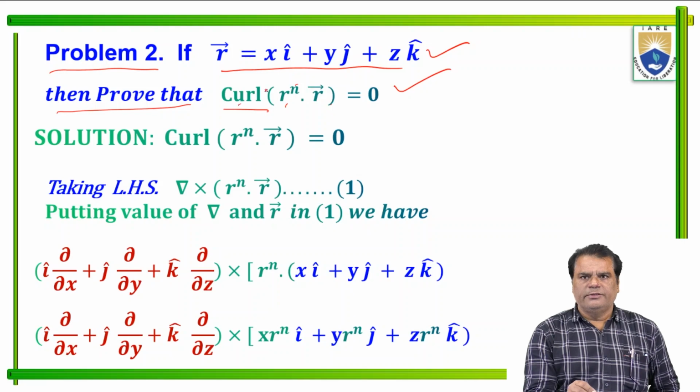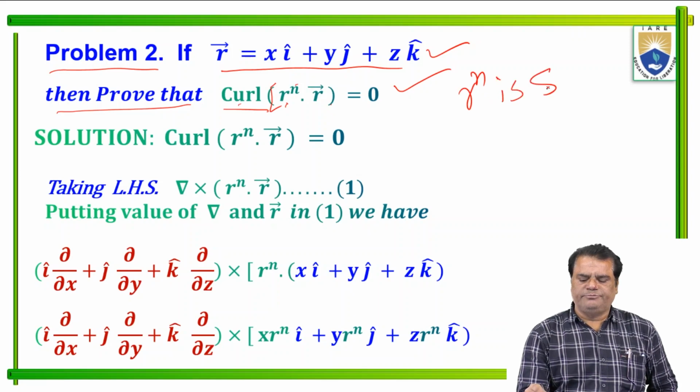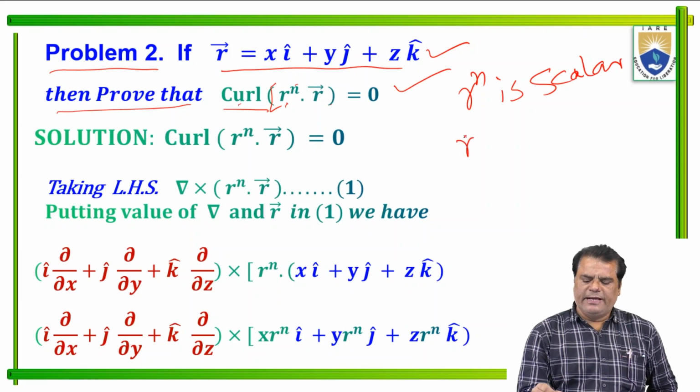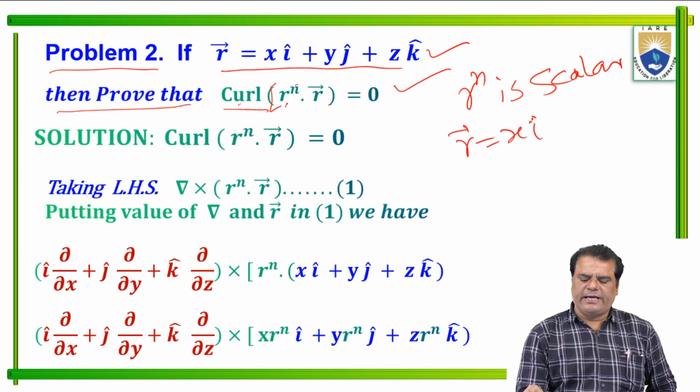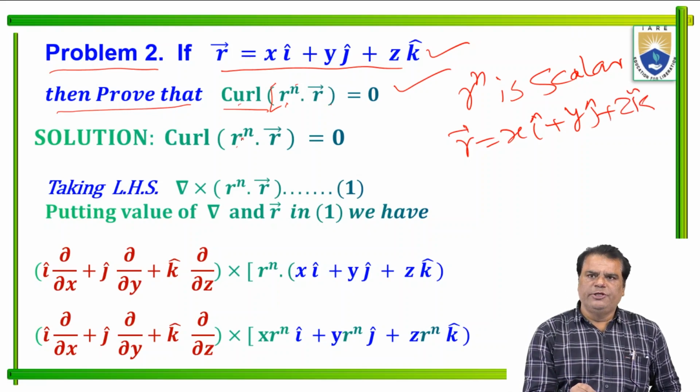Curl, this is curl of (R to the power n vector R). R to the power n is a scalar quantity. And vector R is xi plus yj plus zk. So now curl of R to the power n into vector R is equal to 0.